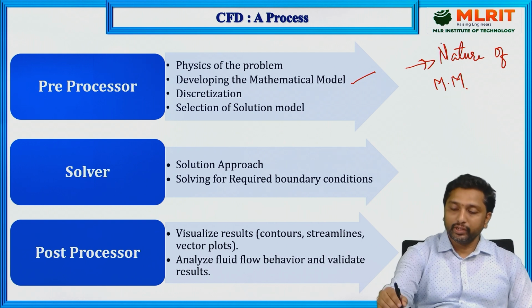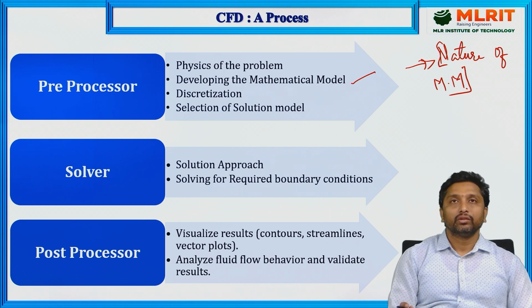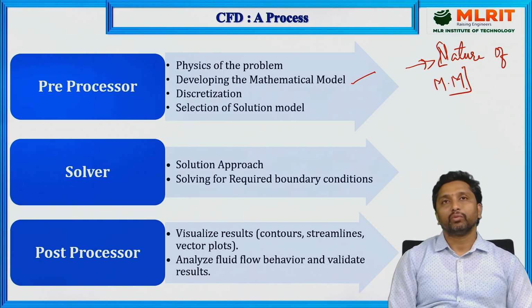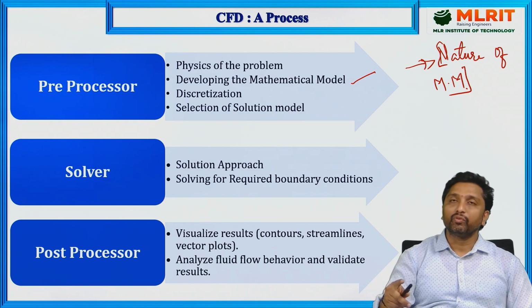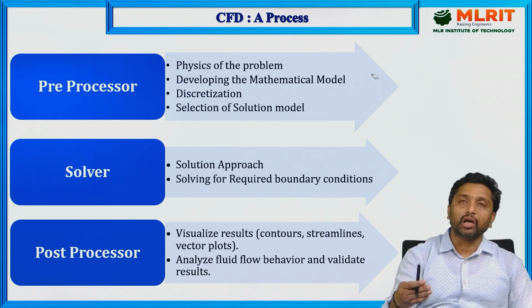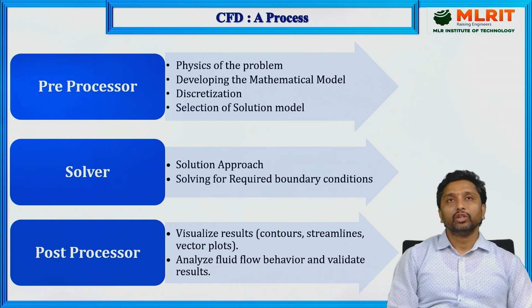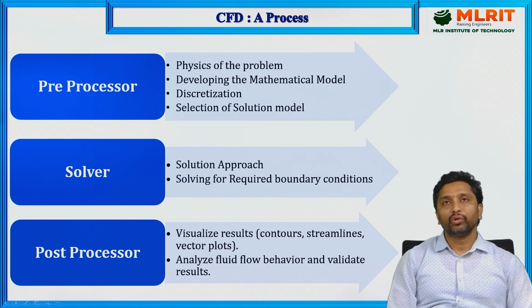Based on the nature of the mathematical model, we'll try to discretize the given equation, that is the mathematical model. So we discretize it. Discretization is one of the important aspects of CFD, because as we know, all the numerical methods are computed or carried out at discrete points. Discretization is the process of generating those discrete points where the numerical methods can be implemented.